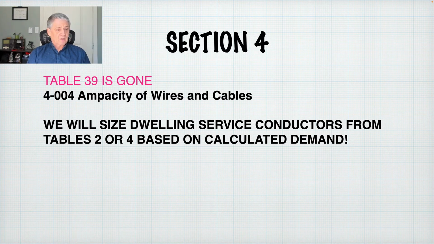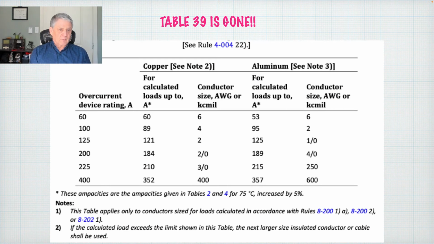Confusion's gone. We will go by tables 2 or 4 for multi-conductor cables or conductors in a raceway. For single conductors, you'll use 1 and 3. That's really, really rare, and you're not going to have that for a dwelling. Almost assured of that. Table 39, this is the table that was in the back, is now gone. Open for space down the road.